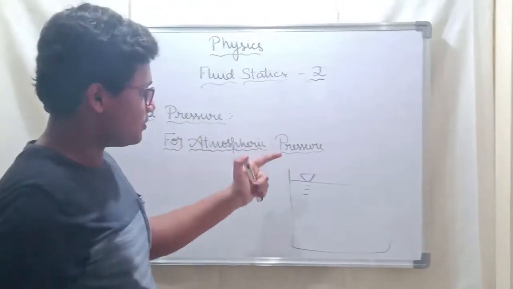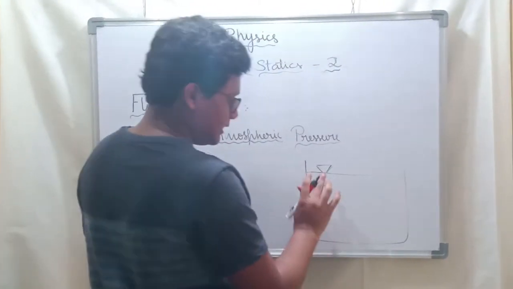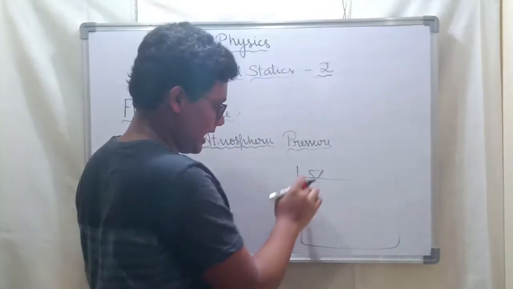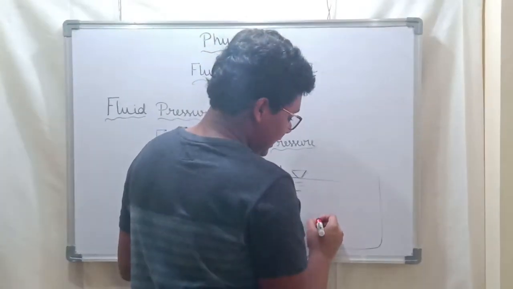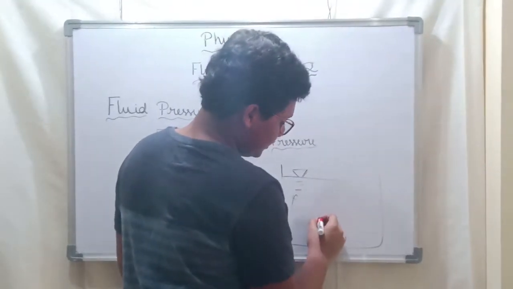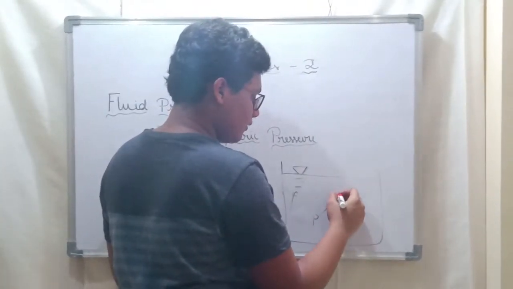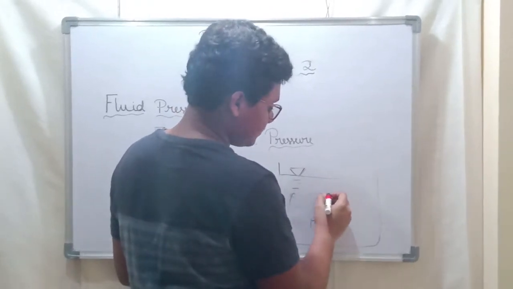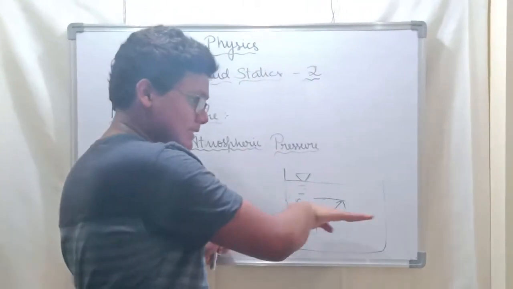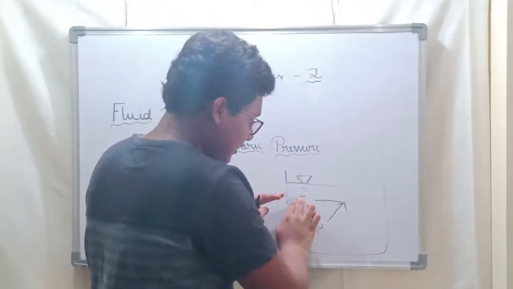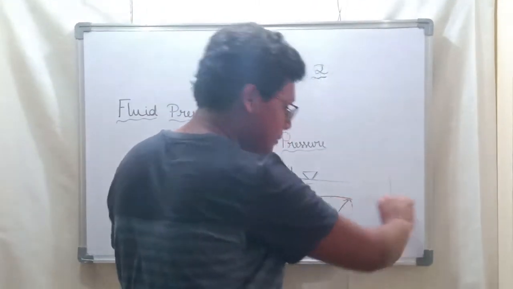Now, for atmospheric pressure, I will explain in some more depth. This is a glass of water, and the density of the water is rho. We will take a point P with pressure P. At this point, we need to find the pressure at this height. We know that the pressure will be the same at the same height, so the points on the same height have the same pressure.